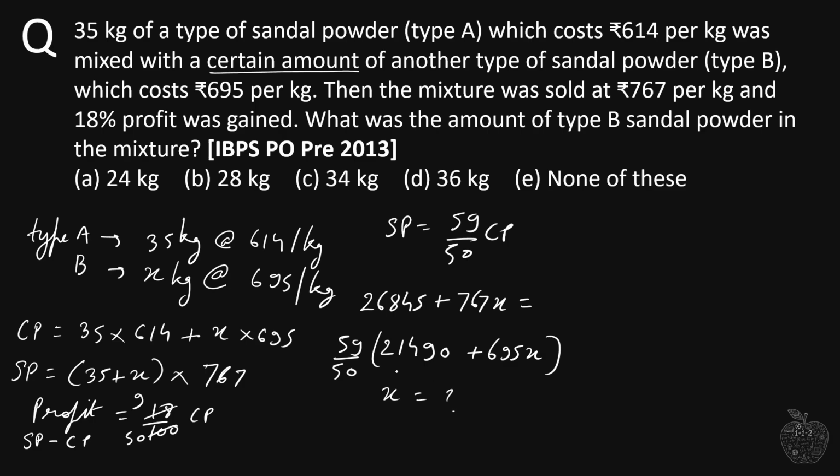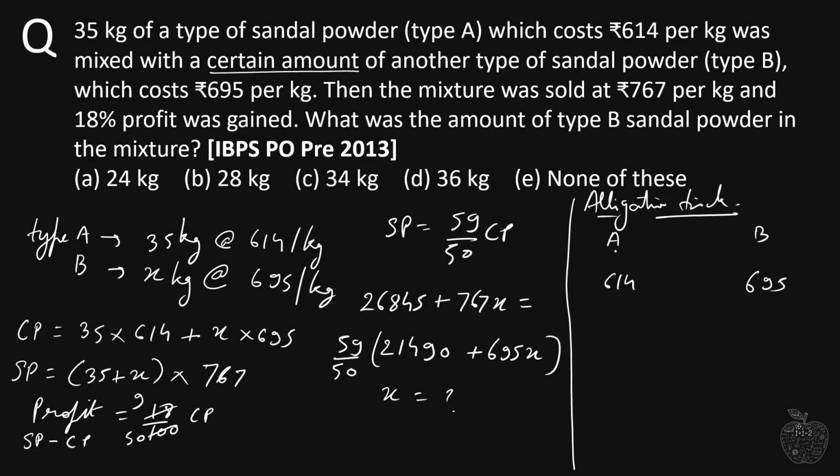This is one way of solving the question. But since the calculation has become very difficult, we'll use the allegation trick here. Allegation trick is something like this. So this is A, this is B. A costs 614 per kg and B costs 695. So the cost price of A here is 614, the cost price of B here is 695, and now both are mixed.